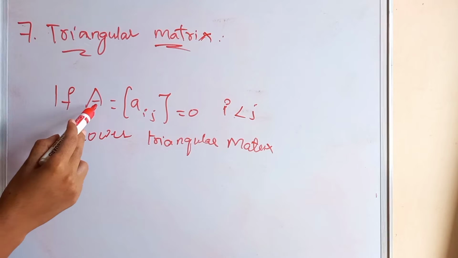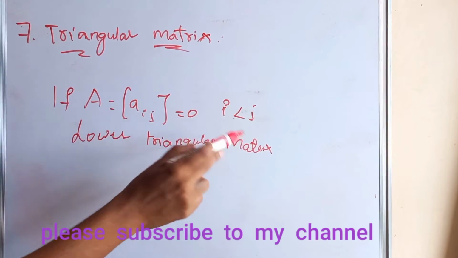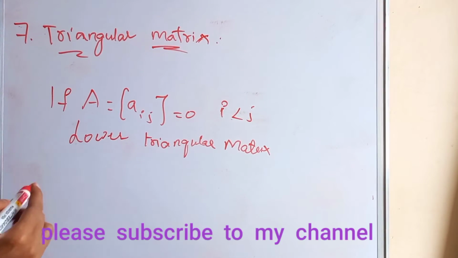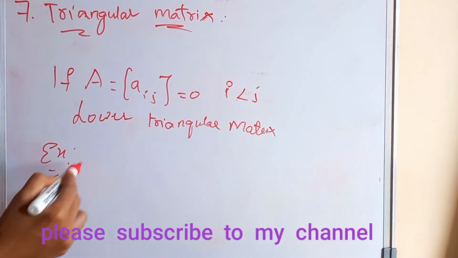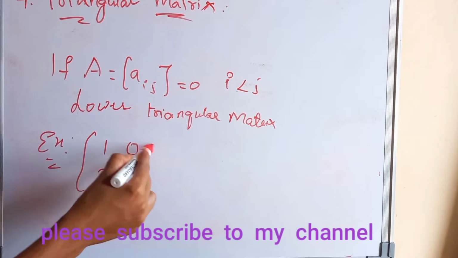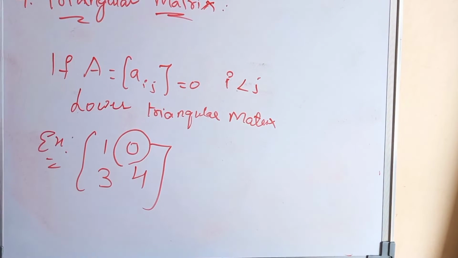If A equal to a of ij equal to 0 for i less than j, then its condition is lower triangular matrix. Example: 1, 0, 3, 4. It contains 0 here, so it is a lower triangular matrix.